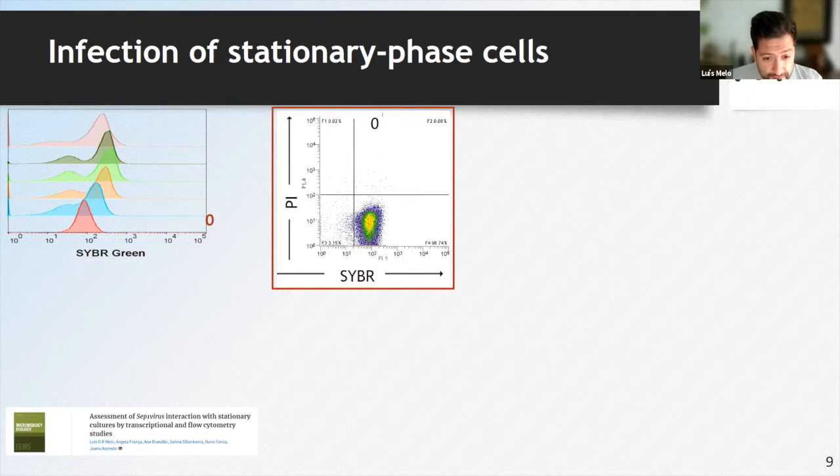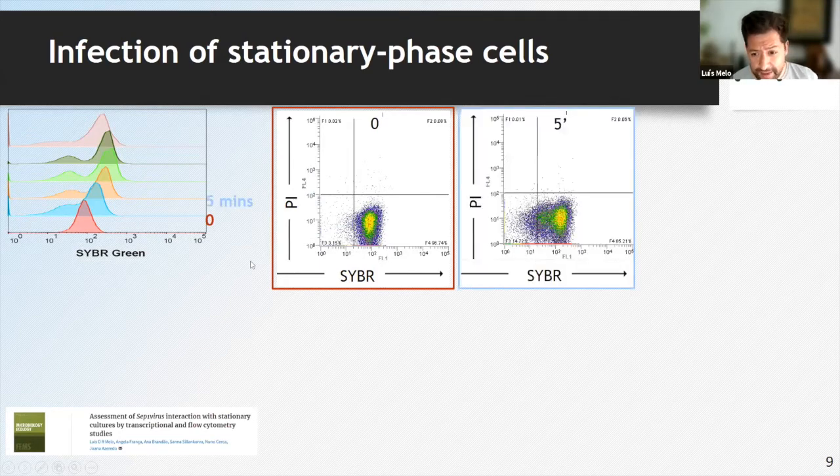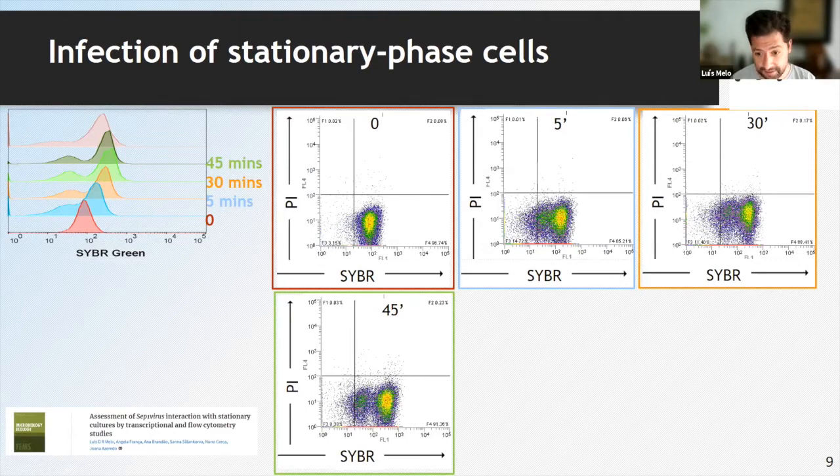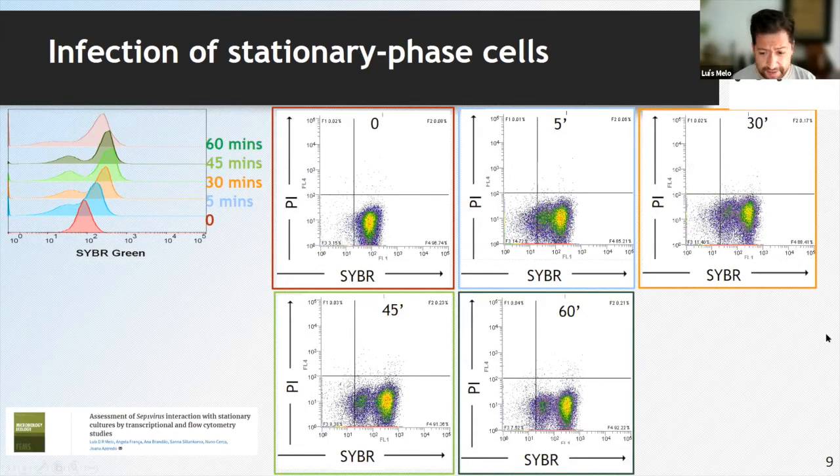This is the population before we added the phage. On the x-axis we have the intensity of SYBR, and on the y-axis we have the propidium iodide. And already after 5 minutes of infection, we see something changing in the population. There is a change in the majority of the population to an increase of the mean fluorescence intensity of the SYBR. And this increase in the mean fluorescence intensity kept growing until 45 minutes of infection. At 60 minutes of infection, the infection was kind of stable.